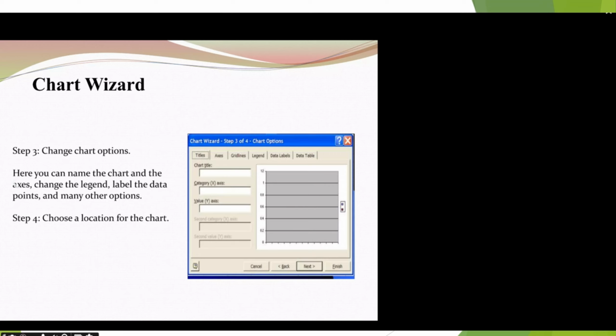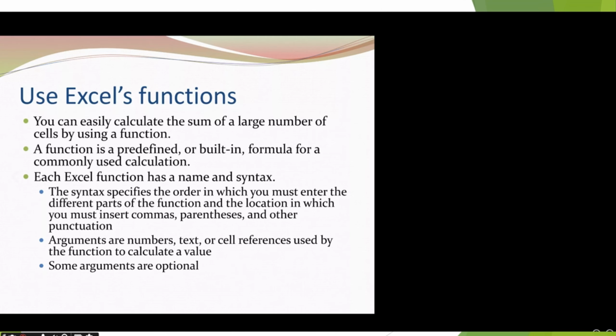Step 3: change chart options, just customize them. Here you can name the chart, set the axis, change the legend, label, and many more options. And then step 4: choose a location for the chart.